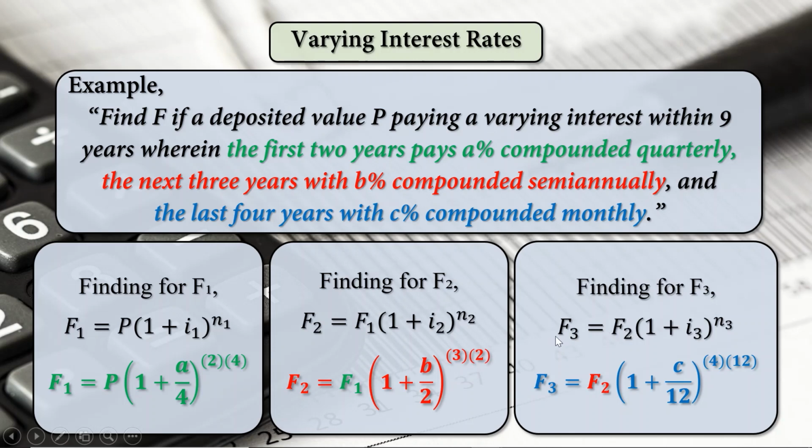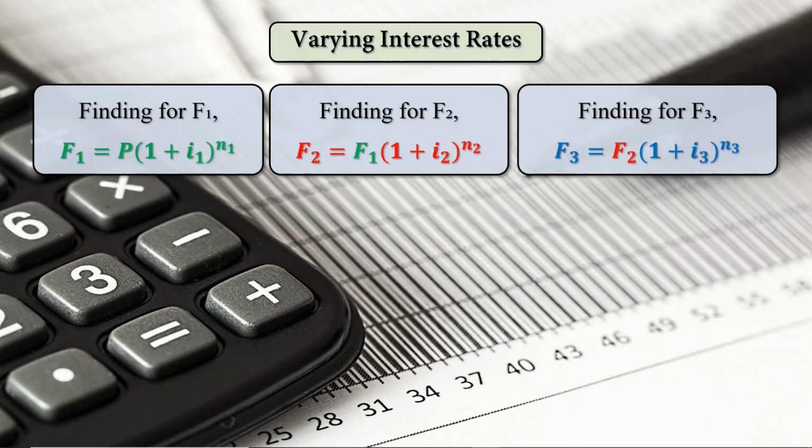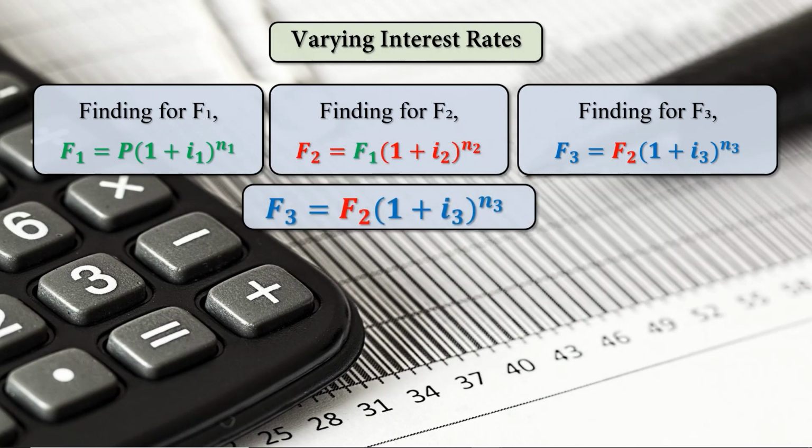Okay? So, F3, finding for F3, that is, etong naka-blue, the last 4 years with C% compounded monthly, F3 is equal to F2 times 1 plus C over 12 kasi monthly, raised to 4 kasi 4 years times 12. And combining all those, in order for us to form a single formula out of those, galing sa F3, which has a formula of F2 times 1 plus I3 raised to N3. Okay, yung third I natin tsaka yung third number of frequency natin.